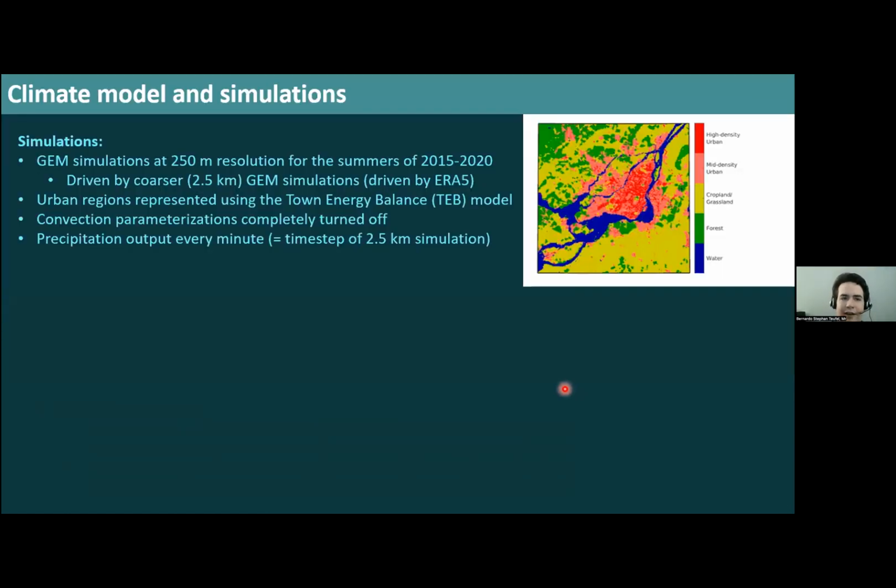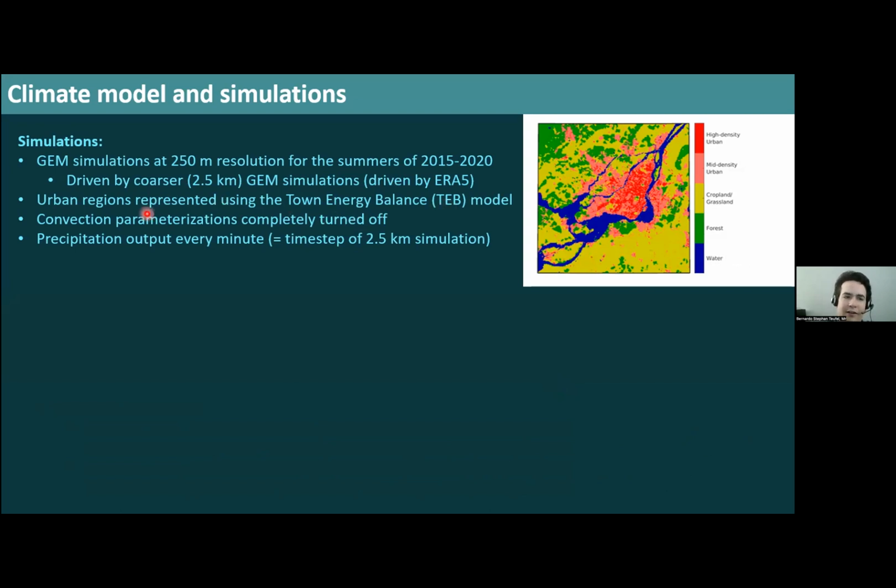The model that we are using is the GEM model. We are running it at 250-meter resolution for 6 summers, from 2015 to 2020. This is driven by coarser simulations, using the same Global Environmental Multiscale model at 2.5 kilometer resolution, which in turn are driven by the ERA5 analysis. Urban regions in the model at 250 meters are represented using the Town Energy Balance model.